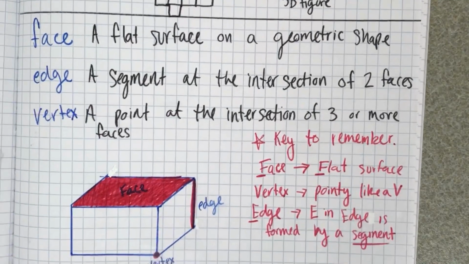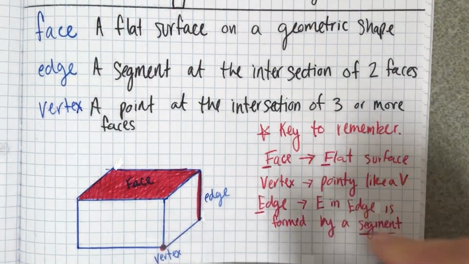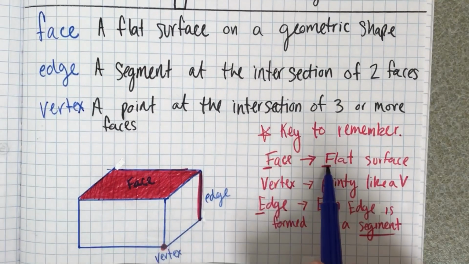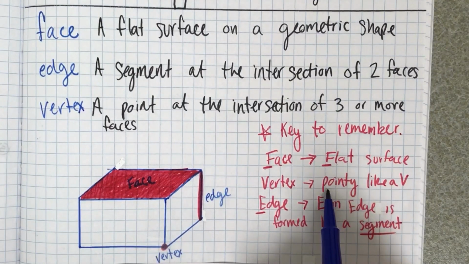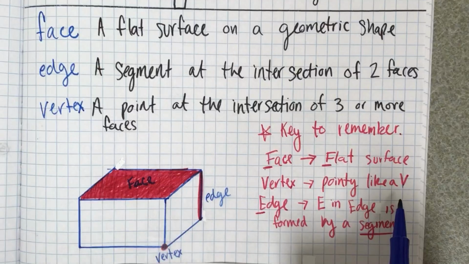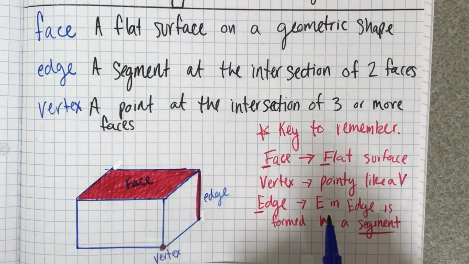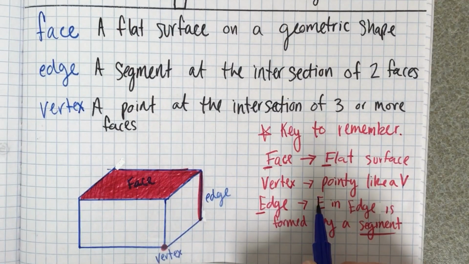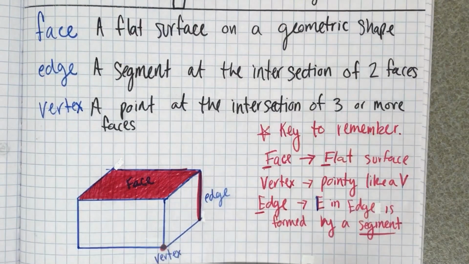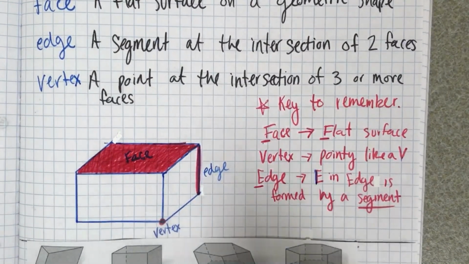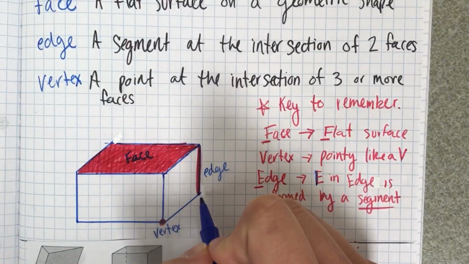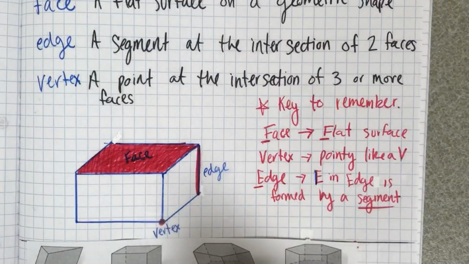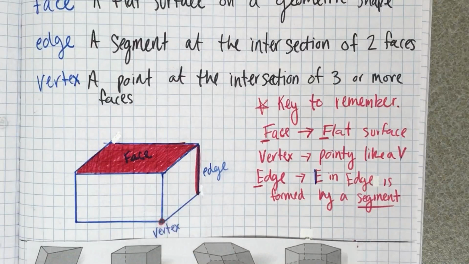Okay, and I know that can be a little confusing, so I've got just kind of a little key to remember. So face, flat, let's both start with an F, okay? Vertex are pointy, and a V is pointy, okay? And edge, this one's a little far stretch, but the E in the edge is formed by a segment. So this right here would be a segment on my E. Okay, and we've got a little diagram just to show a face. Remember, that's that flat surface. An edge would be like a side where 2 faces come together, and then the vertex is that point.